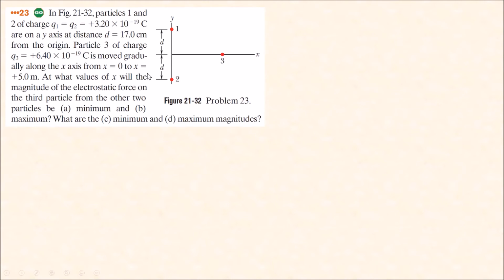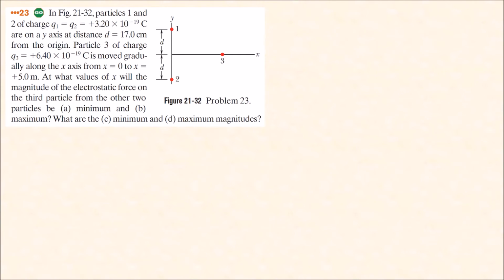At what values of x will the magnitude of the electrostatic force on the third particle from the other two particles be minimum, maximum, and what are the minimum and maximum values? First of all, you know that when x is equal to 0, particle 1 applies a downward force on particle 3, and particle 2 applies the same upward force, so they cancel each other. So the minimum for part A will be 0, at x equal to 0. The minimum is clear at this 0 point, but there's a maximum somewhere. How do we find the maximum?